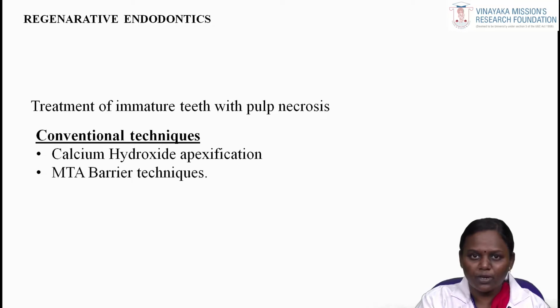Conventionally, the treatment of immature necrotic pulpal tissue with an open apex used to be the apexification procedure done with the help of calcium hydroxide, or the apical barrier technique, which involves the placement of MTA in the apical end. But the disadvantages of both techniques were incomplete development of the root, and the dentinal walls were thin and fragile. So it was not able to resist the forces exerted by mastication. Hence, these techniques were not followed after then.